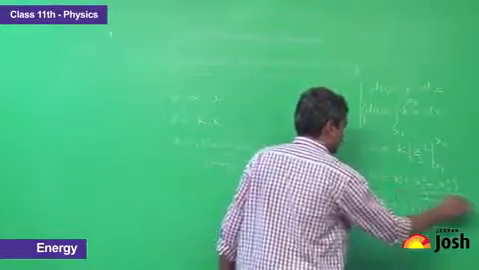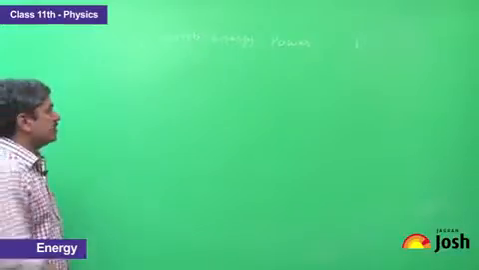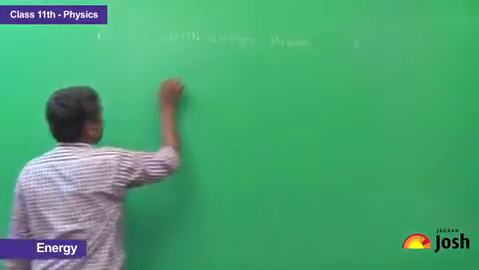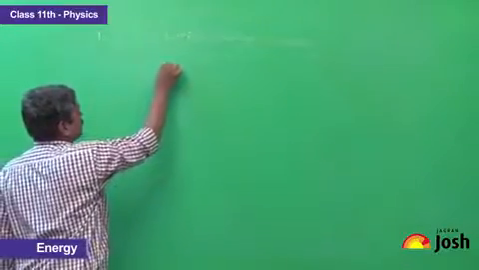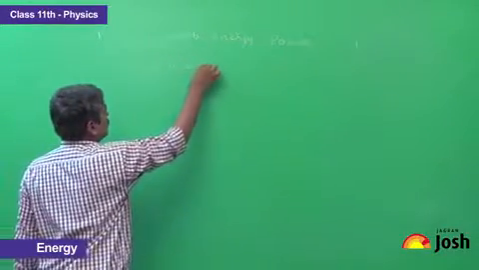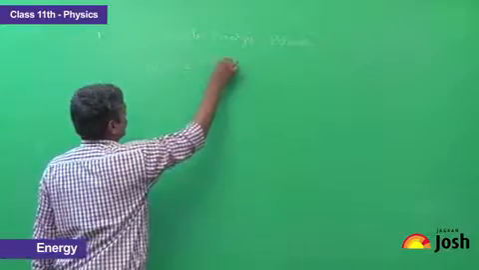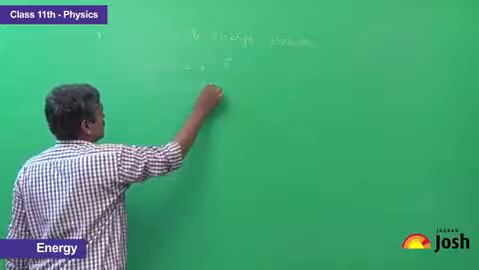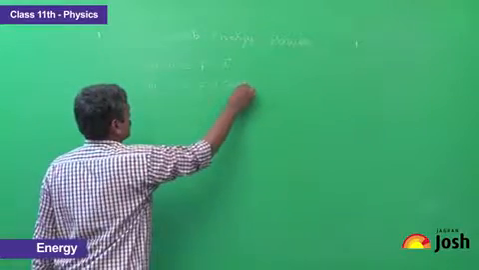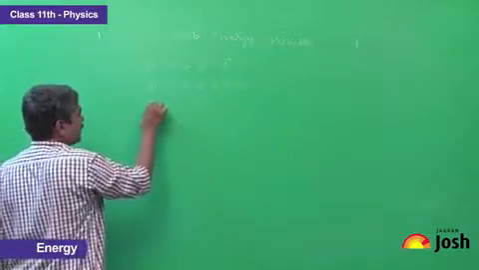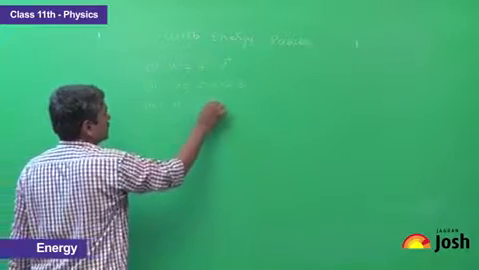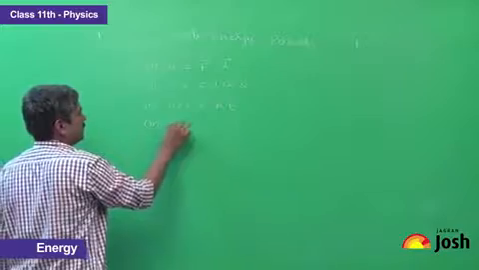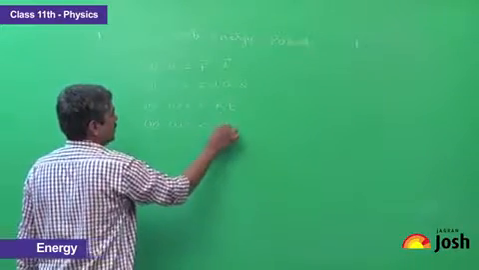Whatever work is done will be stored in the form of potential energy. In the last topics, we have studied work done and energy. Now we can summarize all the formulas for the work done. It is given as W is equal to F vector dot d vector. Another formula to calculate the work done is Fd cos theta. The third one is work done is equal to change in kinetic energy. The fourth one, work done is given as change in potential energy.